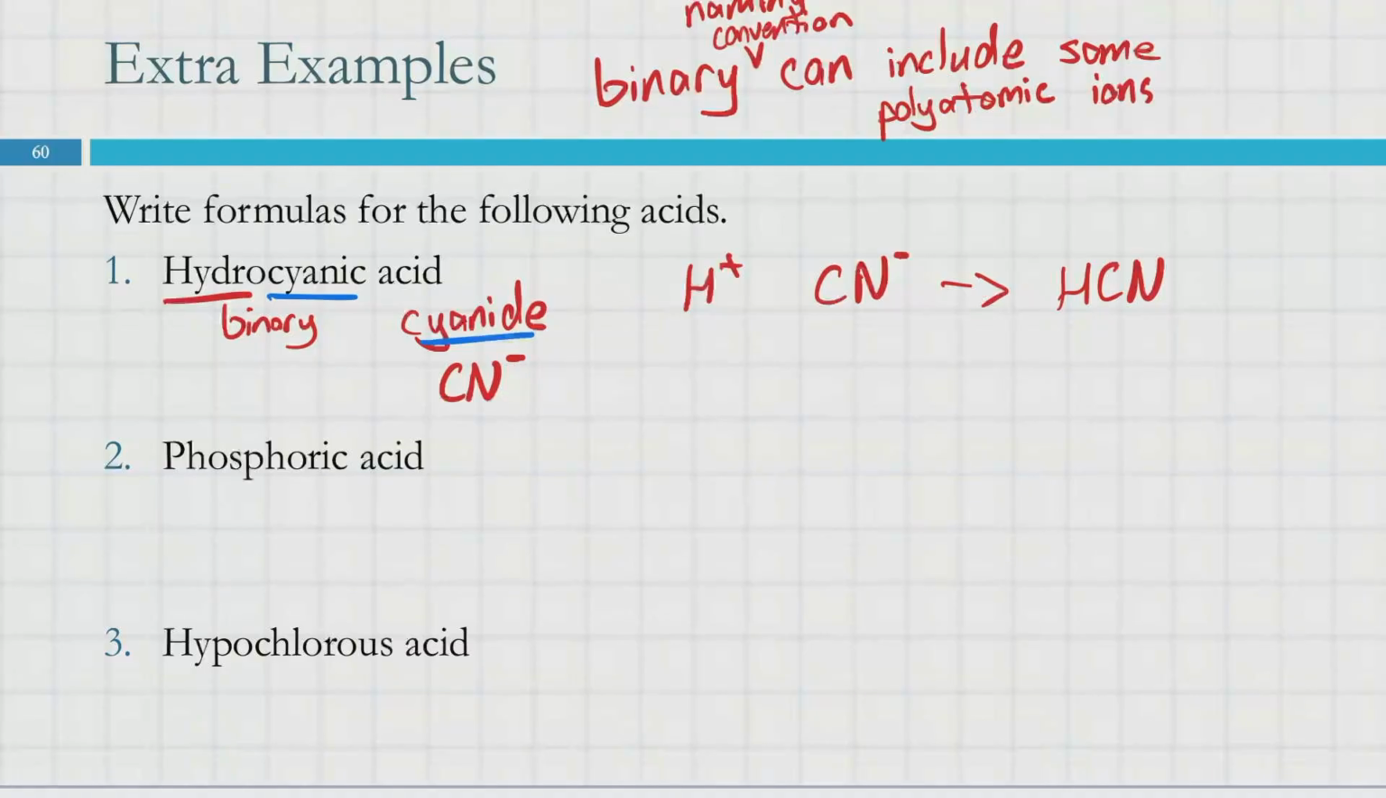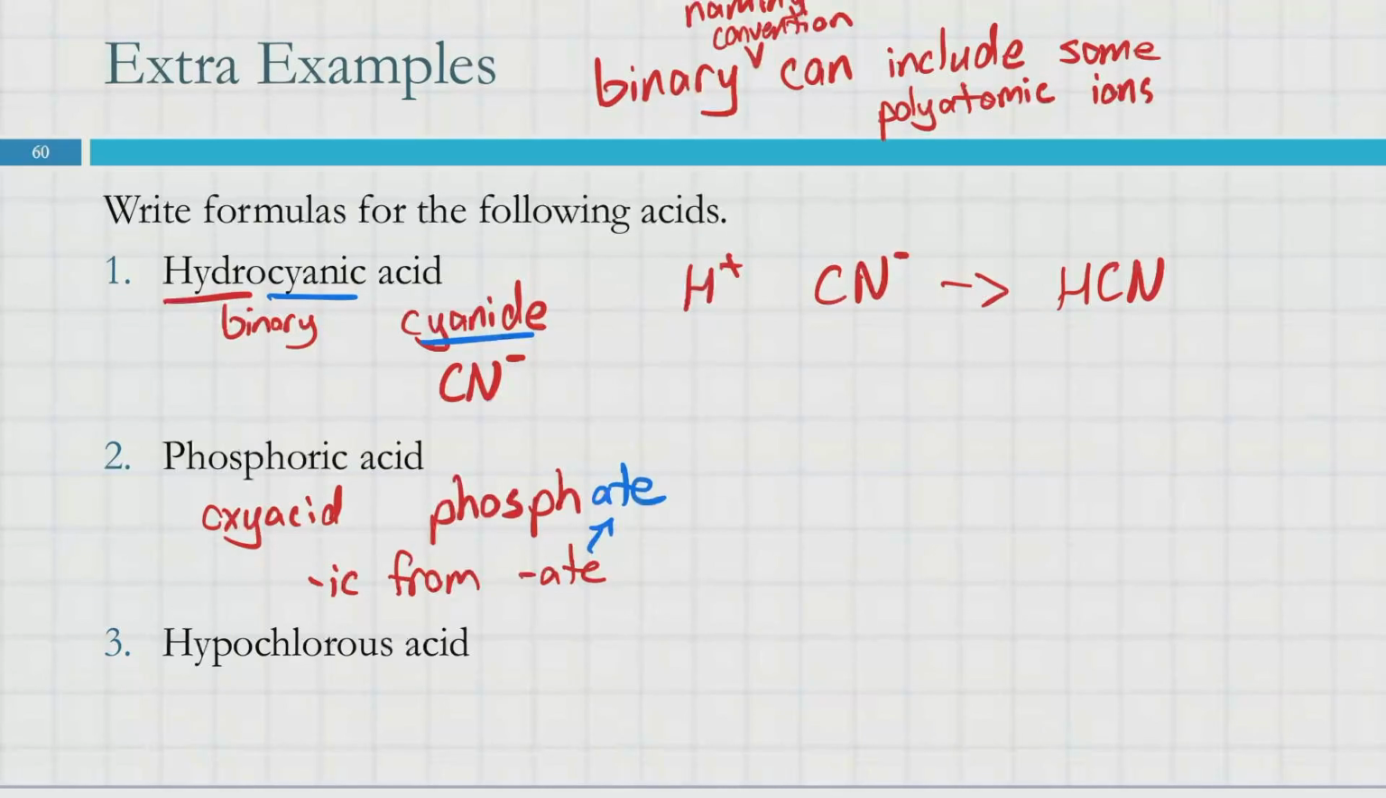We've also got phosphoric acid. What kind of acid is phosphoric acid? It's an oxyacid, because we don't have the hydro prefix. So we need something that has the phosph in it. The ending is ic. Where did ic come from? So ic from ate. So we're looking for phosphate.